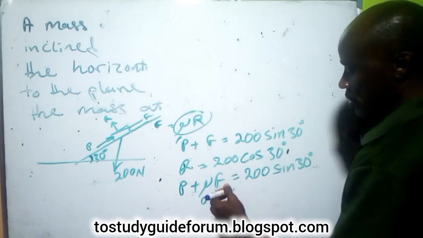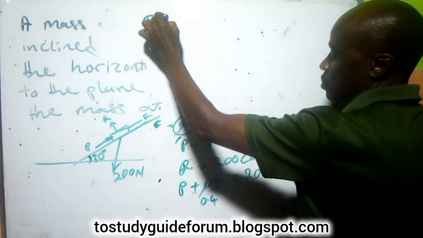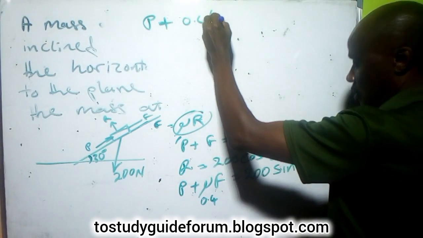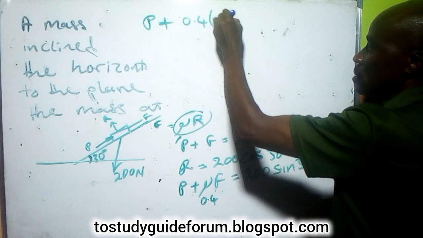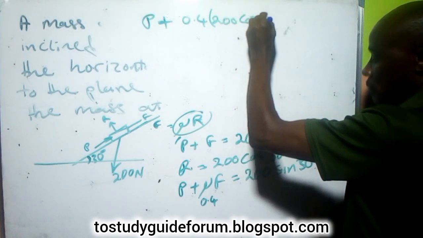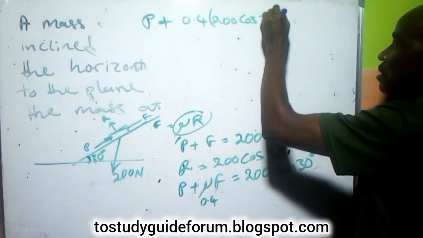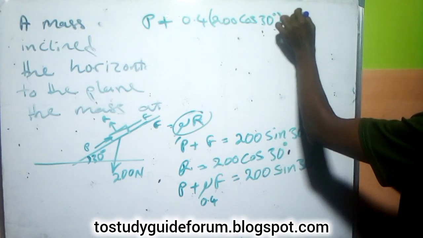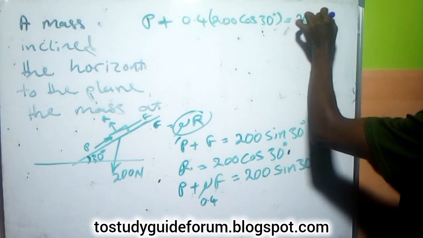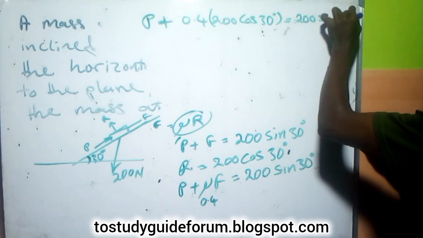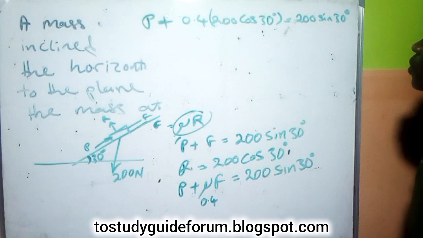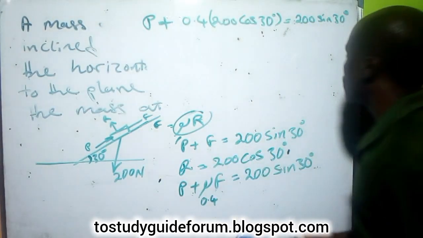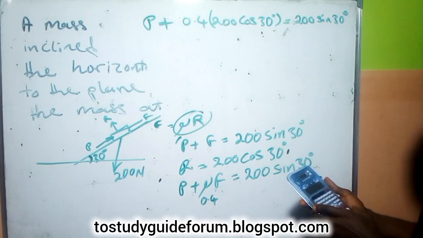So what we have here should be, if we substitute everything, P plus 0.4 bracket 200 cos 30 degrees bracket equal to 200 sine 30 degrees. So I believe we are together in this. If we are together, then let's see what it will look like.